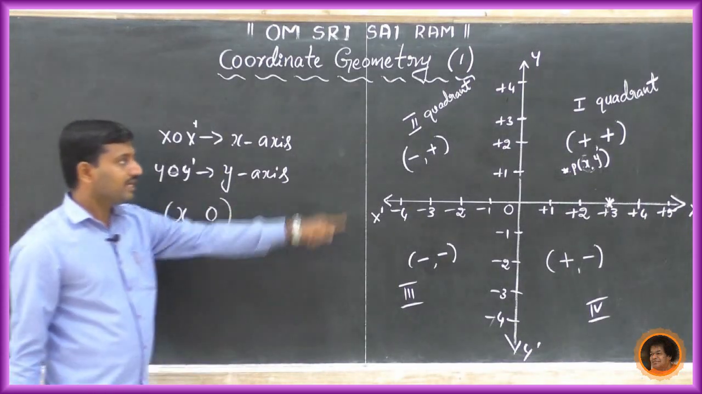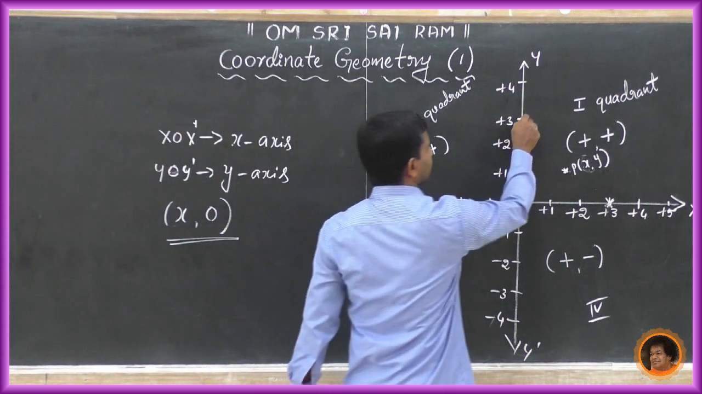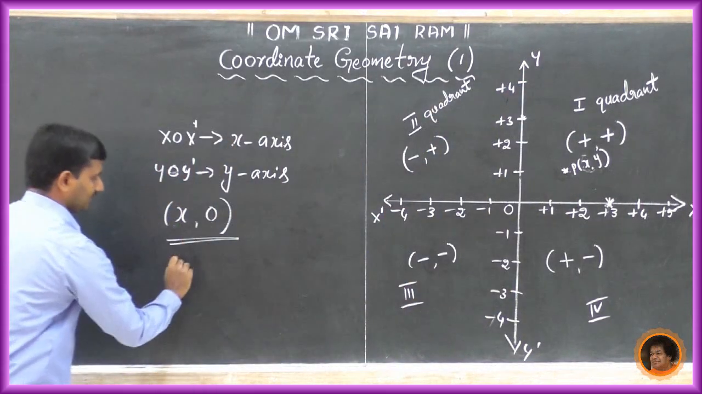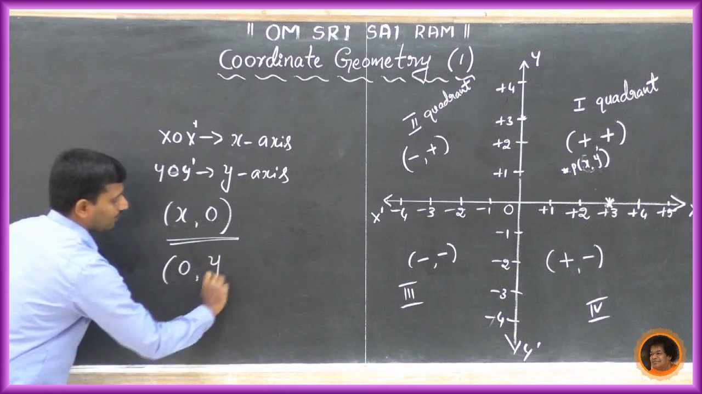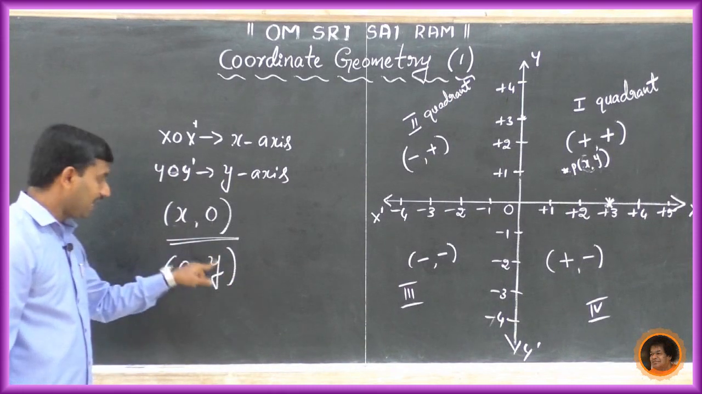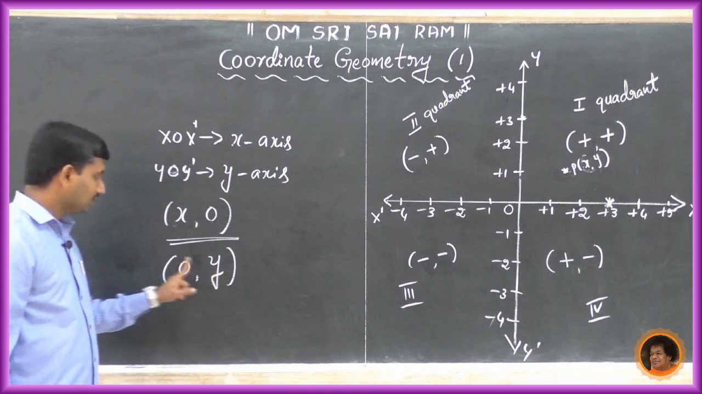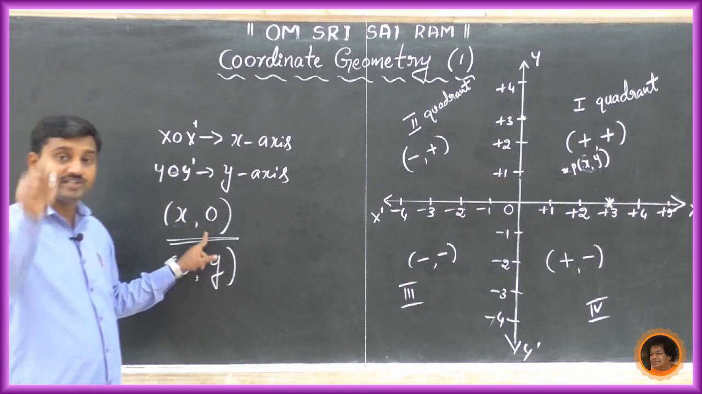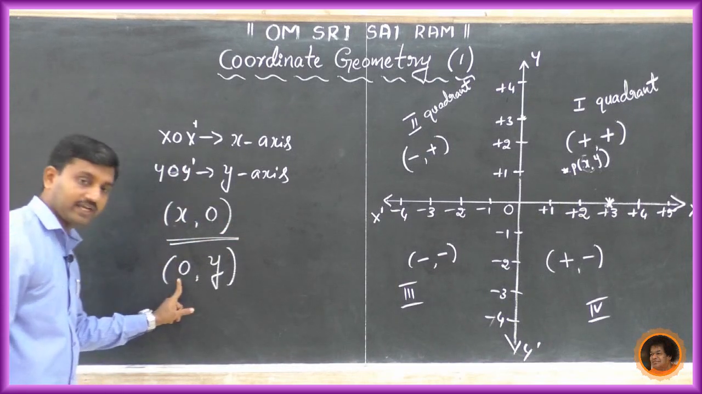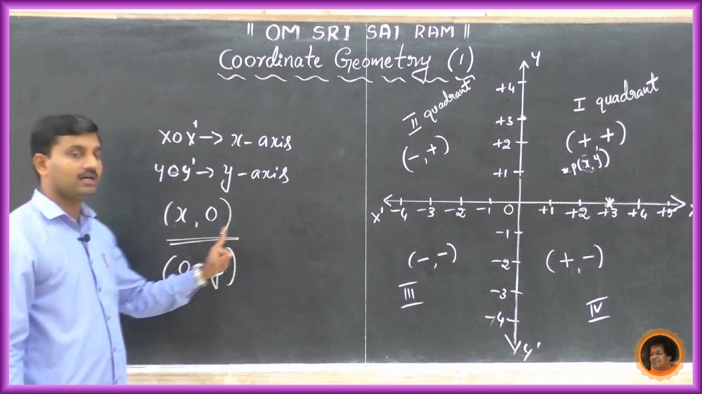And one more thing, any point on the y-axis, their coordinates are 0 comma y. Why? Because the x value is 0 and the y value has a value. So therefore 0, y. Any point on the x-axis, their coordinates are x comma 0. Any point on the y-axis, their coordinates are 0 comma y.